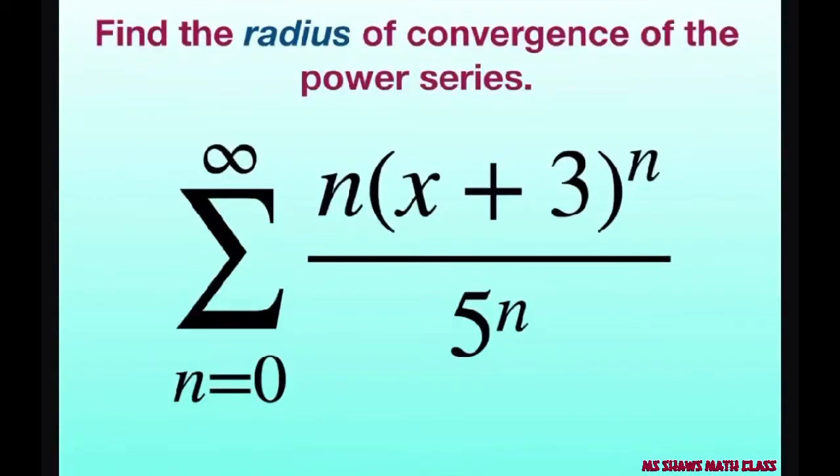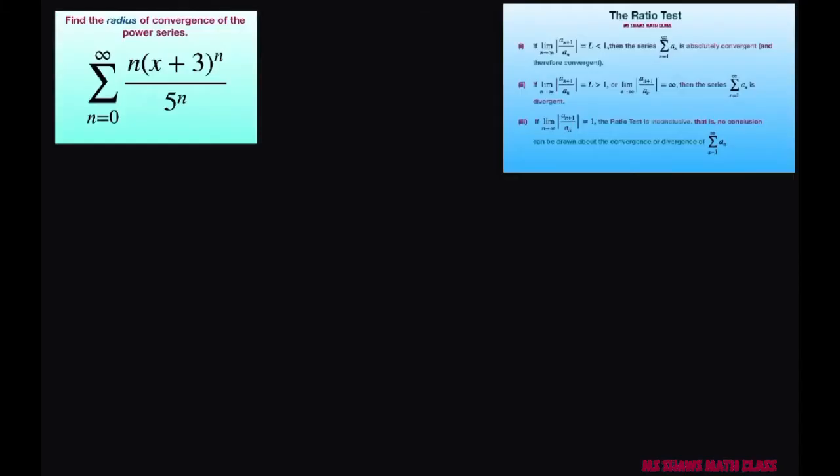Everyone, we're going to find the radius of convergence of the power series. We have the sum from n equals 0 to infinity of n times (x plus 3) to the power of n divided by 5^n. So we can use the ratio test and look at first condition 1.